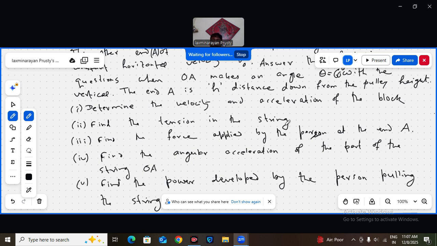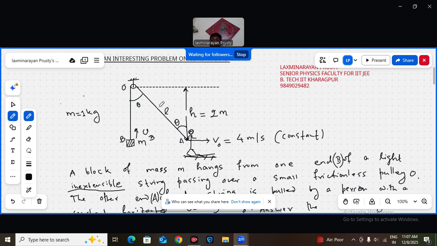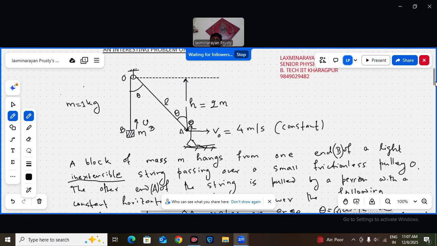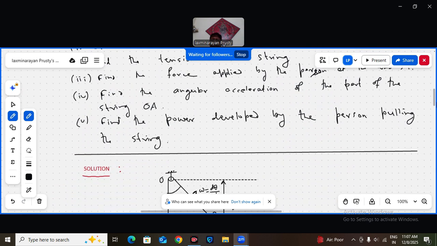Find the tension in the string at that instant. Find the force applied by the person at the end A. Find the angular acceleration of the OA part of the string, this OA part. What is the angular acceleration of this? Find the power developed by the person pulling the string. What is the work done per second by the person in pulling the string in horizontal direction? These are a few questions I have asked you, 5 questions. Okay, let us answer the questions.